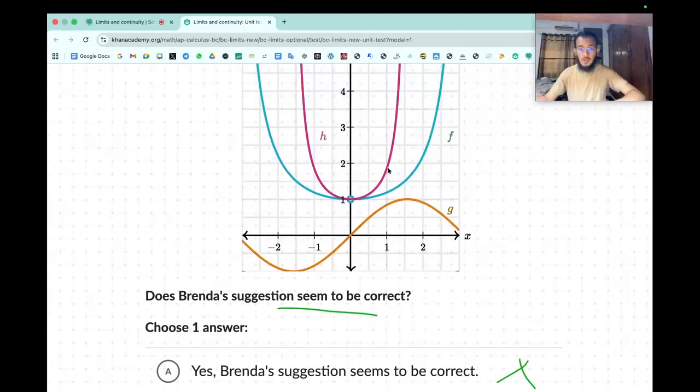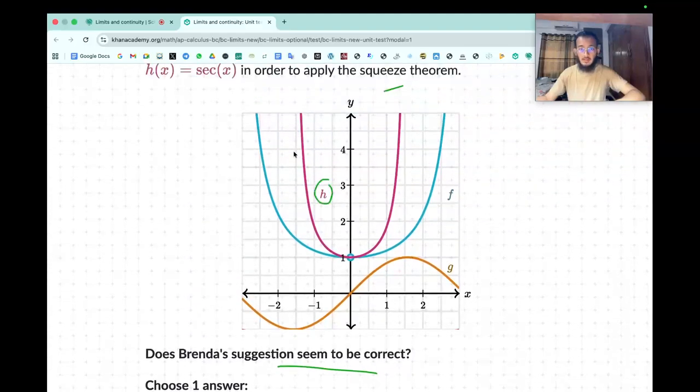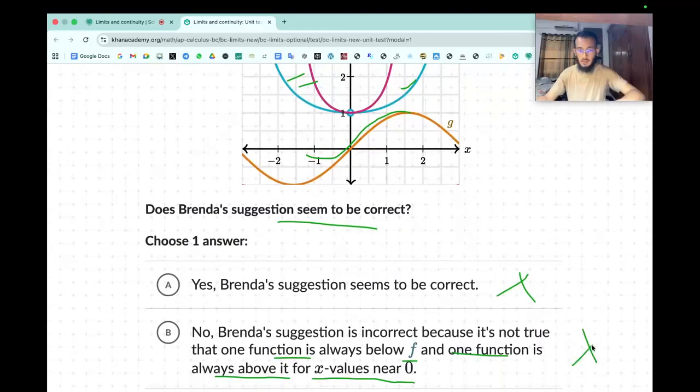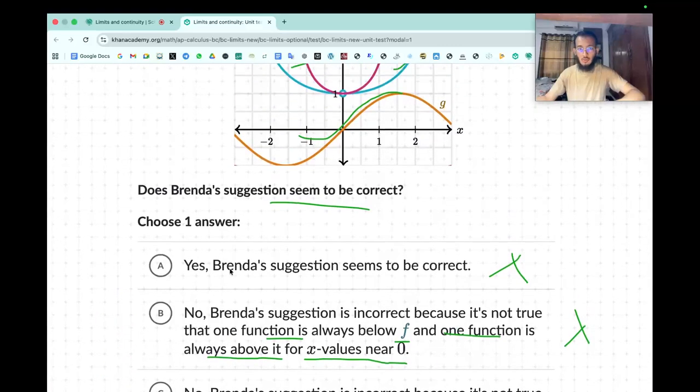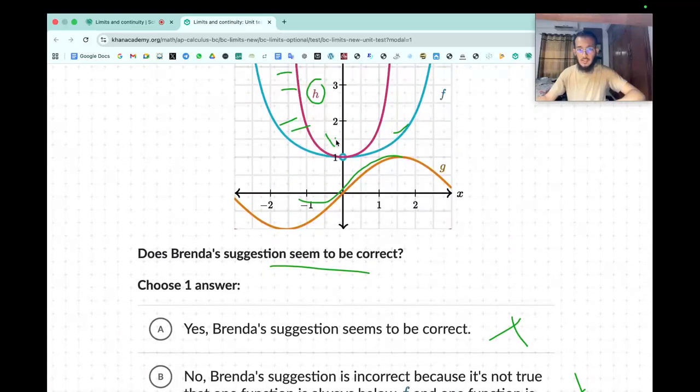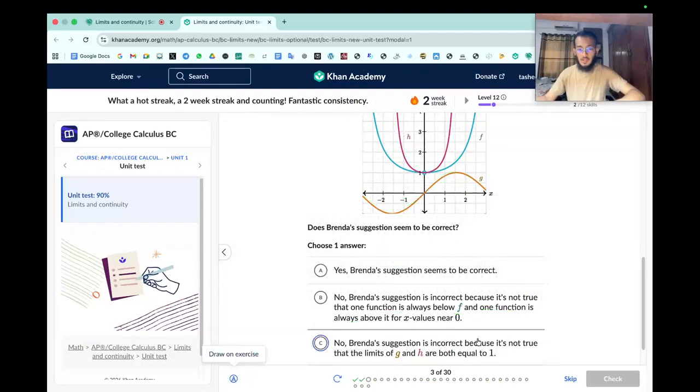This is true. As you can see, this function h has all values above this function, and so does g. This is true, but this is not the issue. It's not our answer. Brenda's suggestion is incorrect because it's not true that the limits of g and h are both equal to 1. The limit of g as x tends to 0 is 1. But what about this? As x tends to 0, the limit is 0. So we have a limit of 1 and a limit of 0. Both limits must be the same. So this is actually the issue.